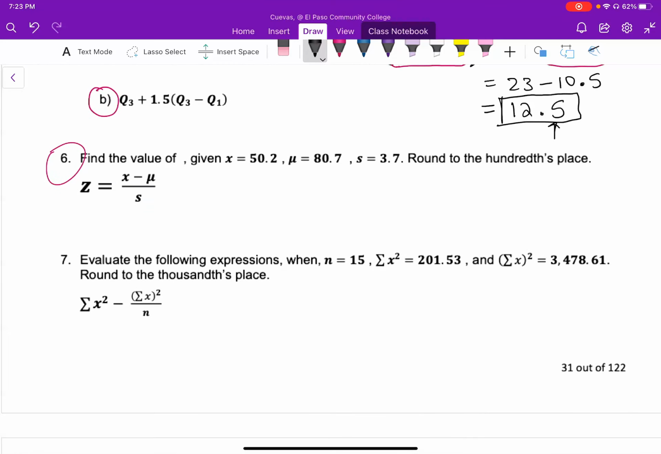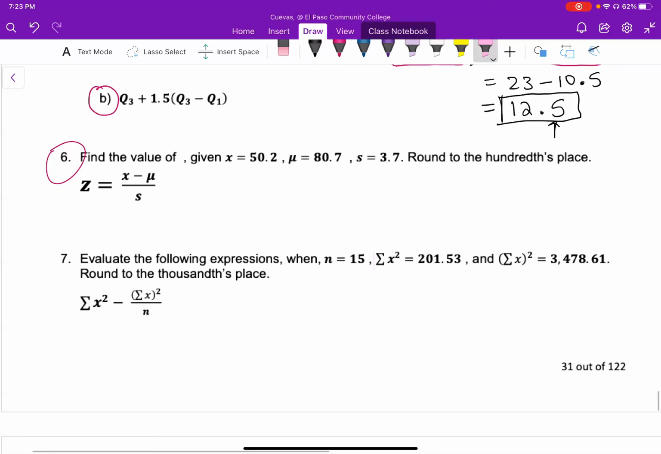Number 7. Evaluate the following expressions when n is 15. This one is different from all of the other ones. They're giving us a whole expression, okay? So every time you see this, the value is 201 and 53 hundredths. This one is also a whole expression, so treat it as such. Whenever you see all of this, we substitute 3,478 and 61 hundredths. Let's take a look.